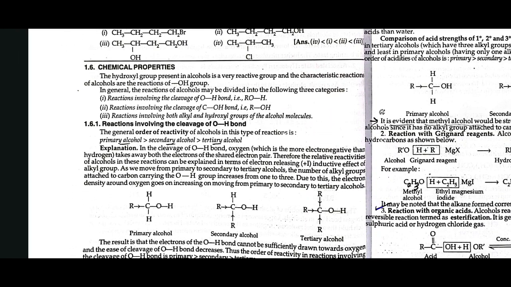Chemical properties. The hydroxyl group present in the alcohol is a very reactive group, and the characteristic reactions of alcohols are the reactions of the OH group. In general, the reactions of alcohols may be divided into the following three categories. First, reactions involving the cleavage of the O-H bond, that is, R-O-H. Second, reactions involving the cleavage of the C-OH bond, that is, R-OH. Third, reactions involving both alkyl and hydroxyl group of the alcohol molecules.